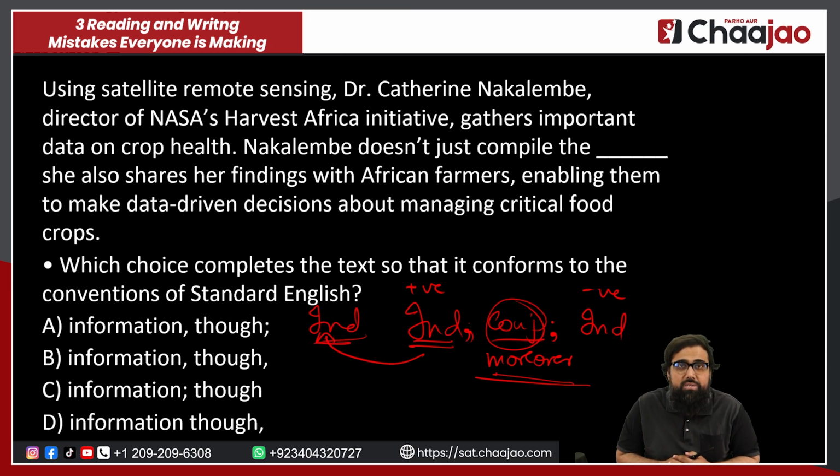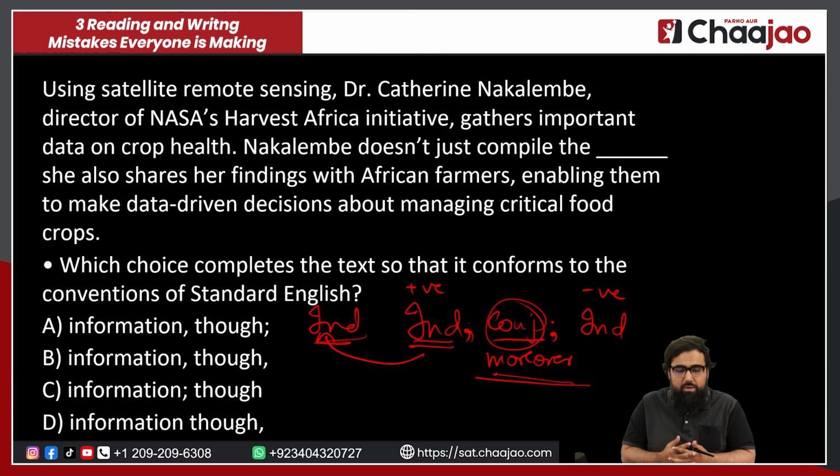Now let's read the question and then move on. It says, using satellite remote sensing, Dr. Contact, director of NASA's Harvest Africa initiative, gathers important data on crop health. Contact doesn't just compile the blank, she also shares her findings with the African farmers, enabling them to make data-driven decisions about managing critical food crops.